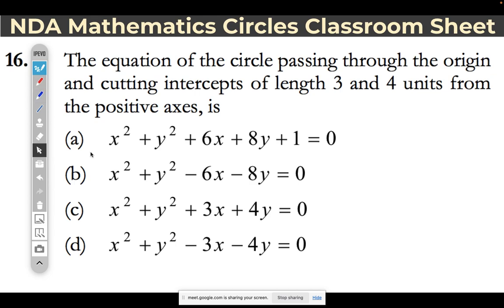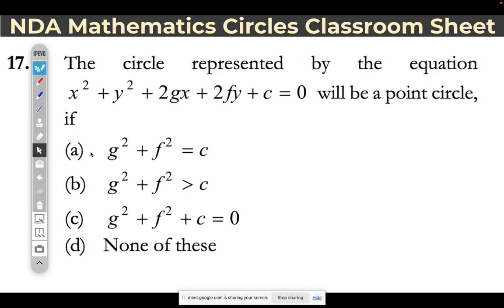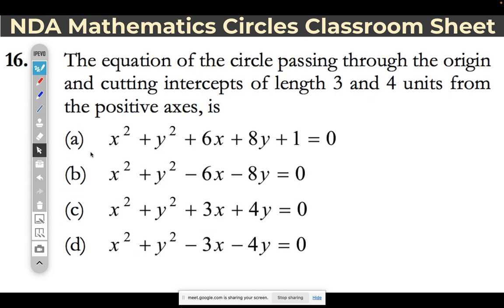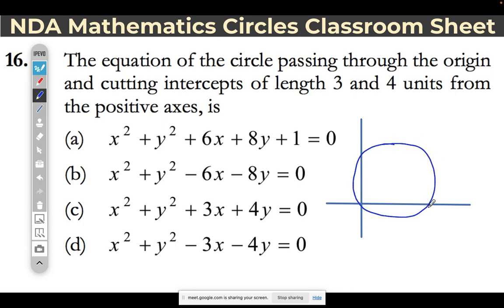No one said anything. I hope everyone understood. Sir, how do we take 3 by 2 and 4 by 2? I told you, beta, whenever there is a circle which passes through the origin and cuts intercepts on the x-axis and y-axis, and 3 and 4 are given, then the center is the midpoint. 0 and 3 midpoint is 3 by 2, 0 and 4 midpoint is 4 by 2. Okay, sir.